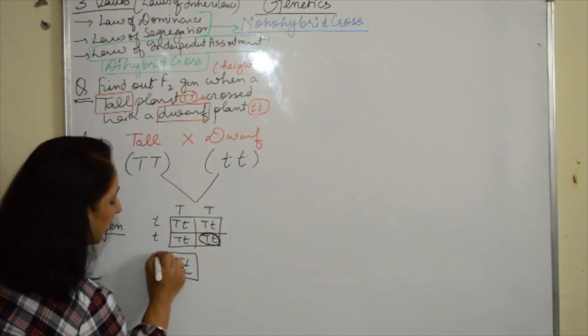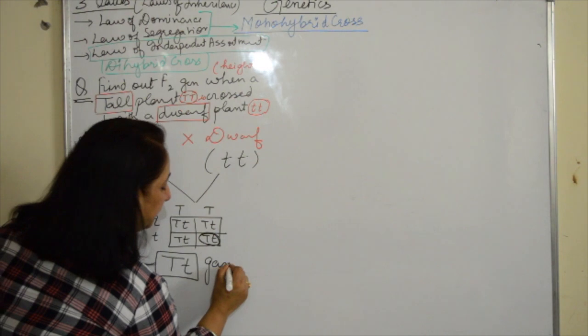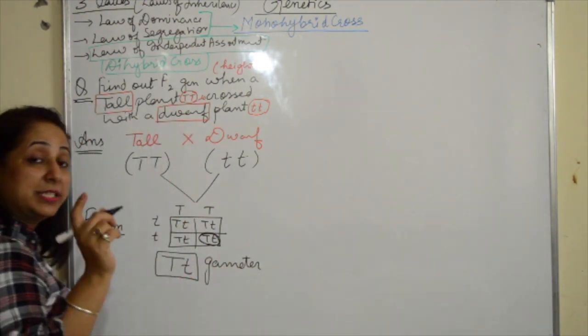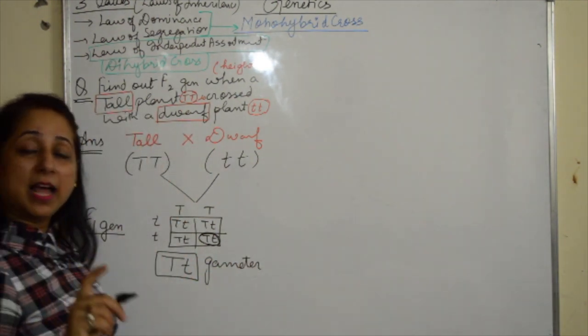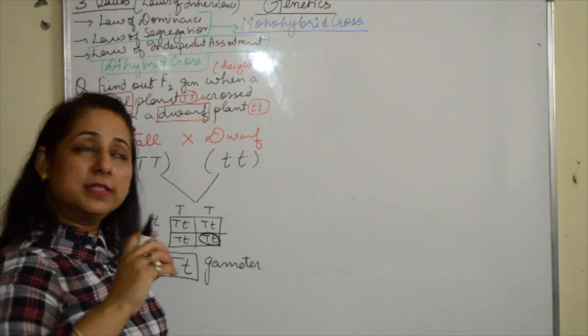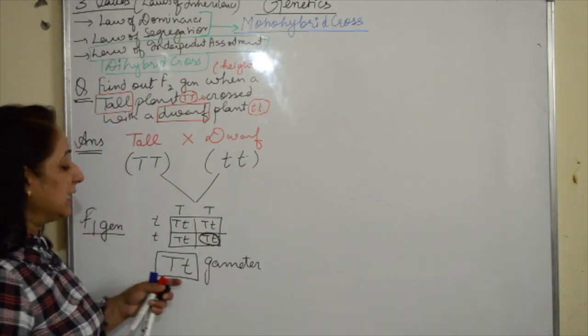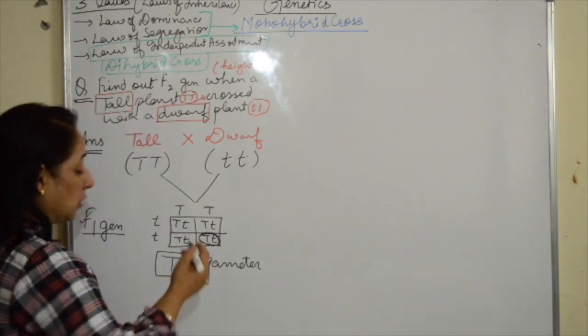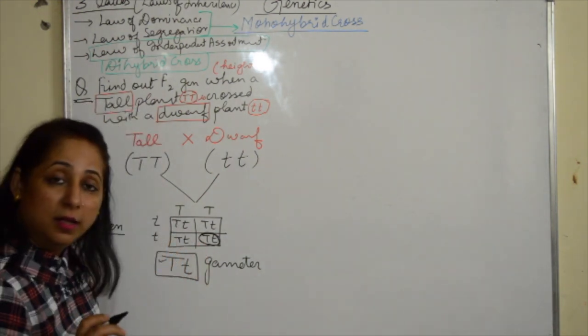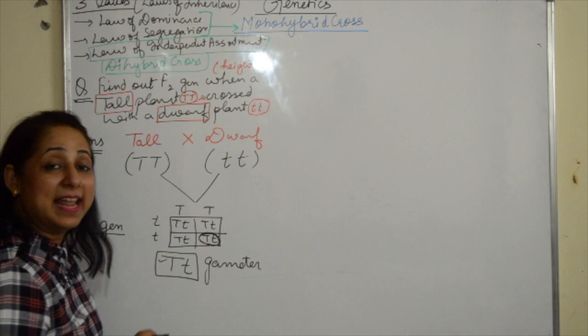That means capital T and small t are the gametes which are produced in F1 generation. Or if someone asks you what is the result of F1 generation, you will say that all the plants are tall, because in the presence of a tall allele, the recessive can never express.